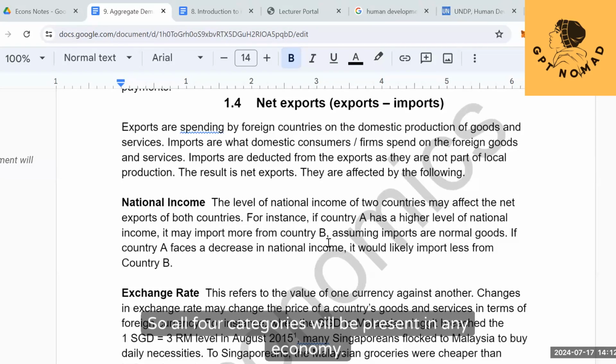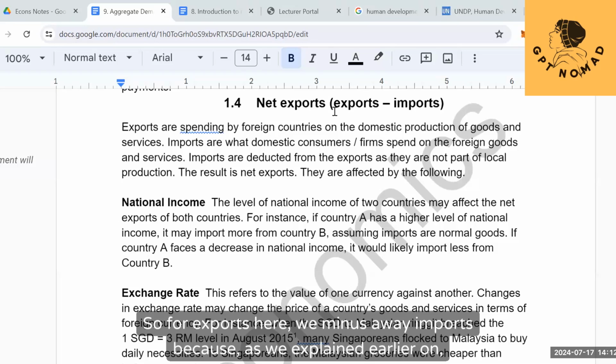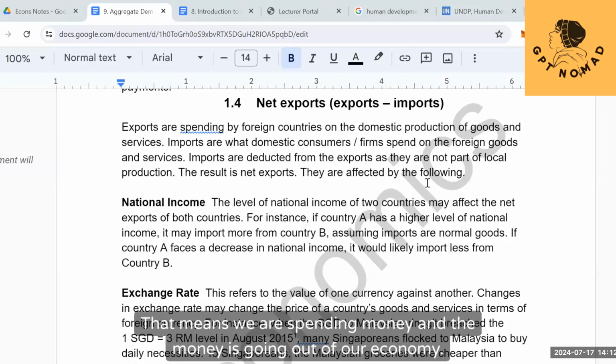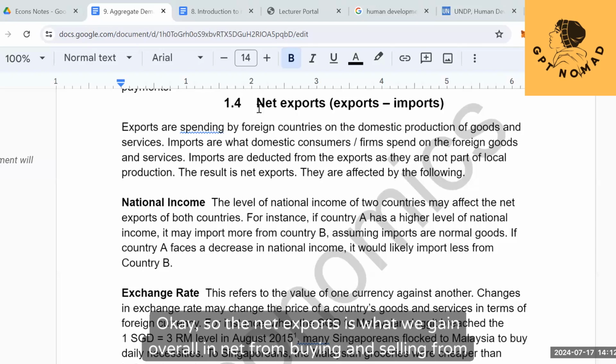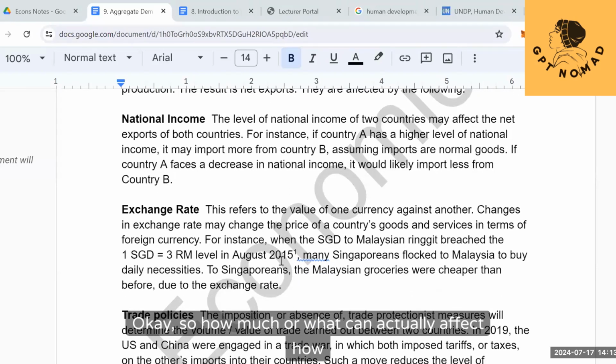So all four categories will be present in any economy, but in each of these economies, they are in different percentages. For exports here, we minus away imports because, as we explained earlier, imports means that we buy things from overseas. That means we are spending money and the money is going out of our economy. So it's a negative cash flow, so we minus that away. Exports minus imports, we call this the net exports. The net exports is what we gain overall, or in net, from buying and selling overseas.